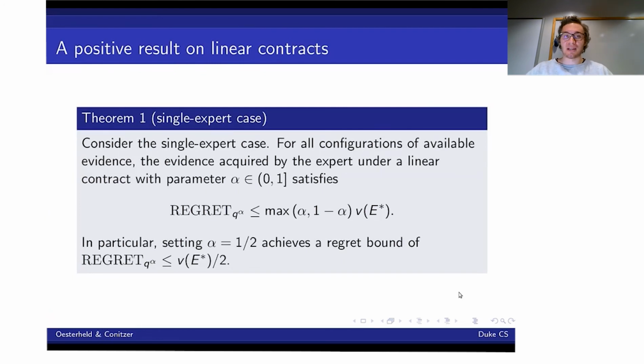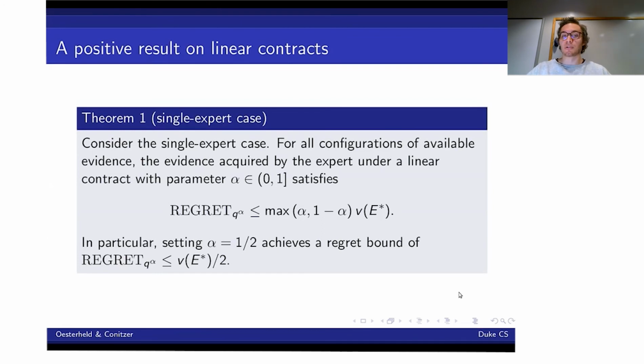Okay, so we're now done finally with setup and definitions, and we can get to some of the results that we give in the paper. And I'll first give these results for the single expert case and then for the multiple expert case. The first result is a positive result on what bound on the regret linear contracts achieve. Okay, so a linear contract, again, remember, is where the principal just gives the expert some fraction of her utility.